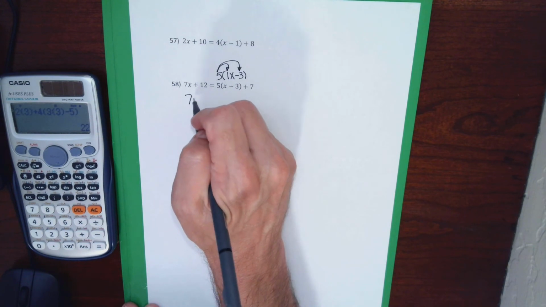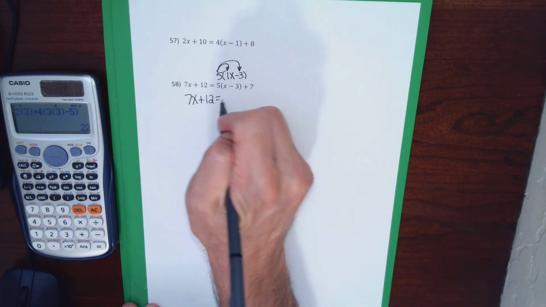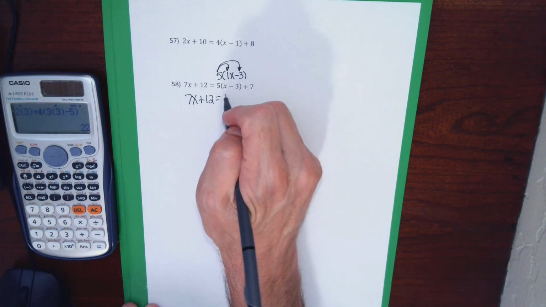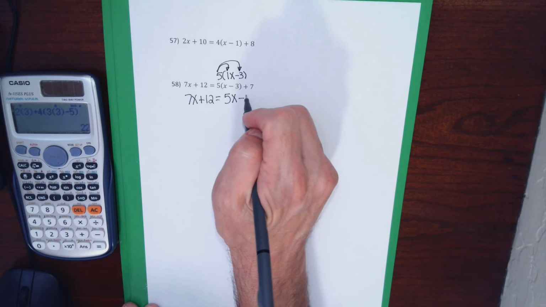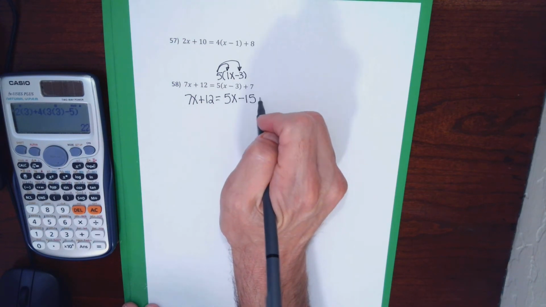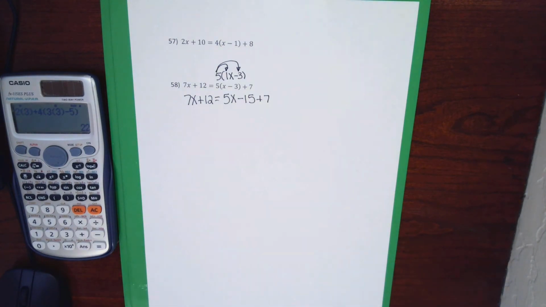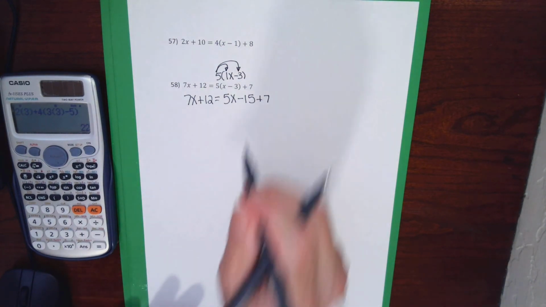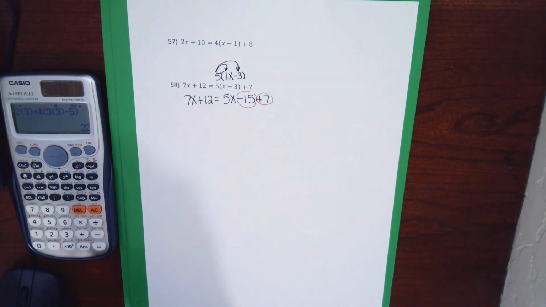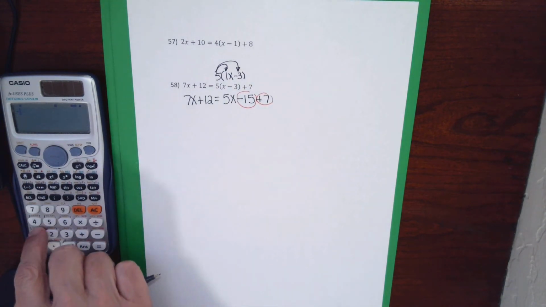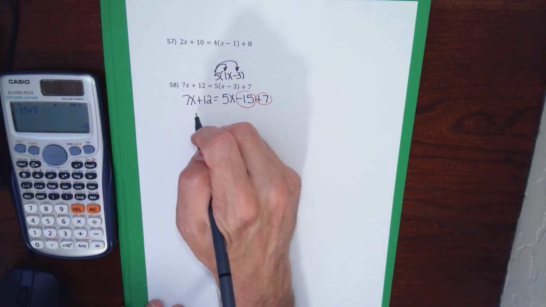I'm going to leave the left-hand side 7x plus 12. On the right-hand side, 5 times 1x, I just multiply the 5 and 1 and get 5, and I leave the x. 5 times minus 3 is minus 15. And the other stuff, the plus 7 that's after the parentheses and the entire left side, just stay fixed. Now I'm going to combine the minus 15 plus 7. Those are like terms, and I get negative 8.